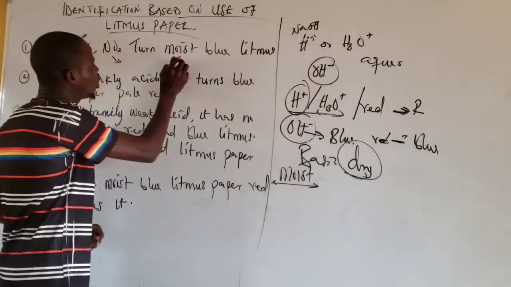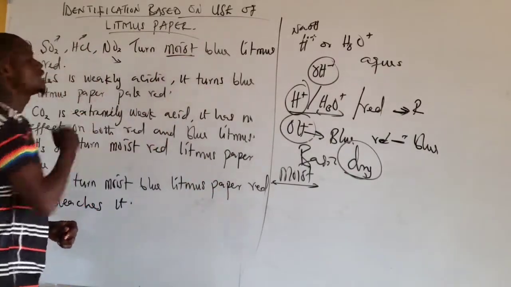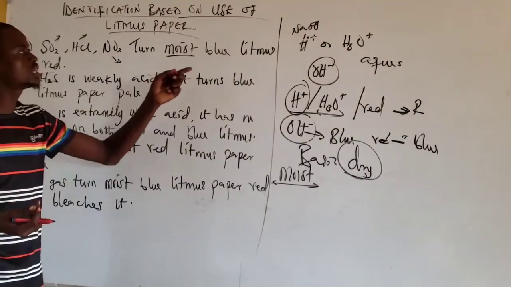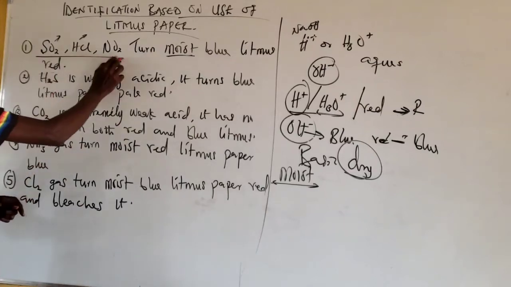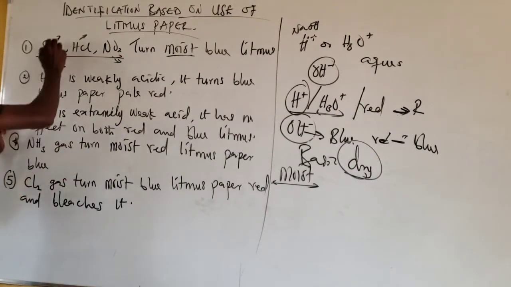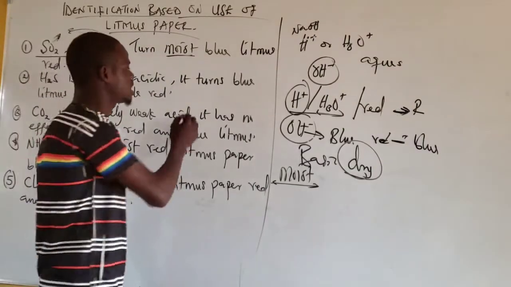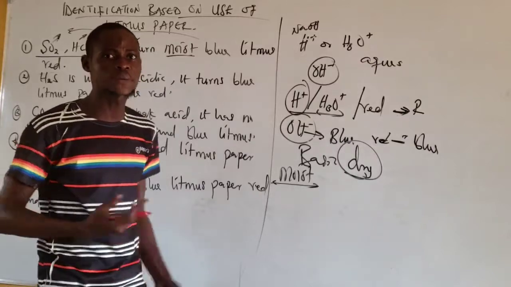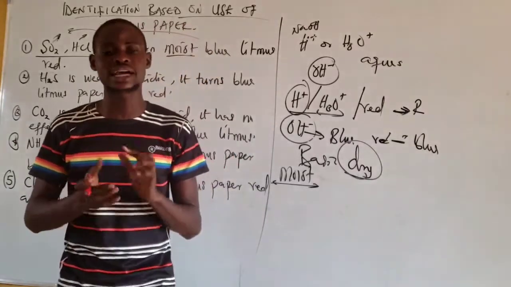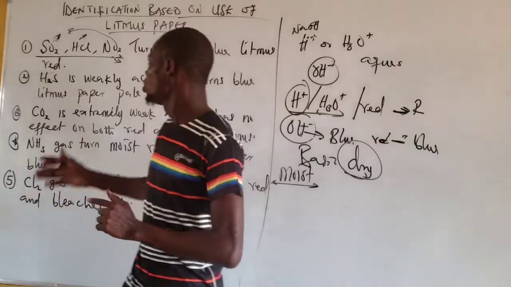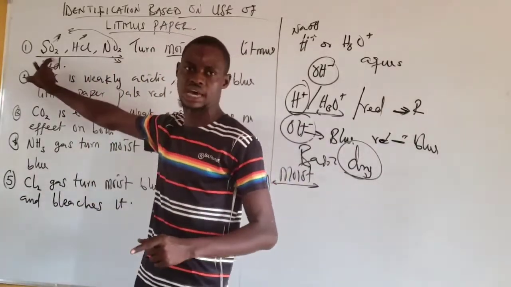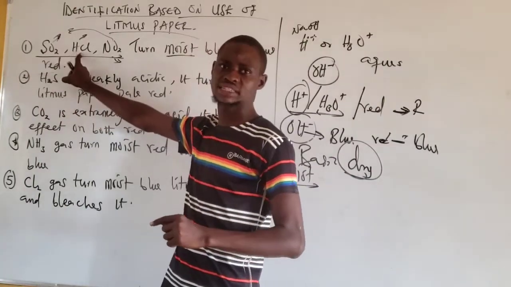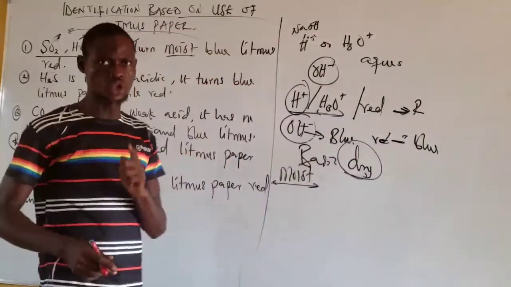Please note, they turn only moist blue litmus paper into red. If they are turning moist blue litmus paper red, it's simply telling us that these gases are acidic. Also know that SO2 and NO2 are otherwise known as acid anhydrides. An acid anhydride is a substance that dissolves in water to produce an acidic solution. So if they turn moist blue litmus paper red, there is a presence of SO2 gas, or hydrogen chloride gas, or NO2 gas in that solution.